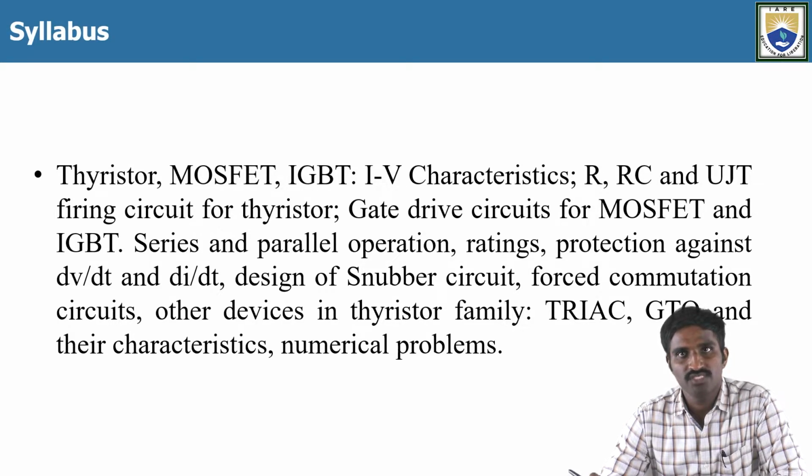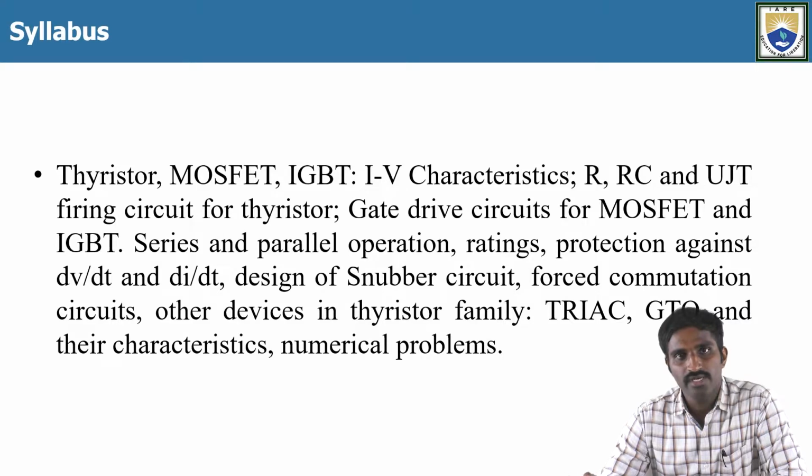And then after that, the series and parallel operation of the thyristor, as well as the rating and protection, mainly against dV/dt and di/dt. We will also discuss the snubber circuit for the thyristor, which is used to protect the thyristor, and then the commutation techniques, mainly the forced commutation techniques. There are different types of commutation techniques, especially forced commutation, that we will discuss in detail.